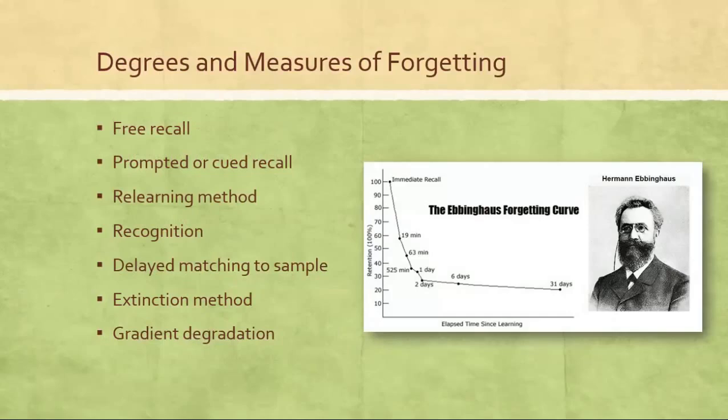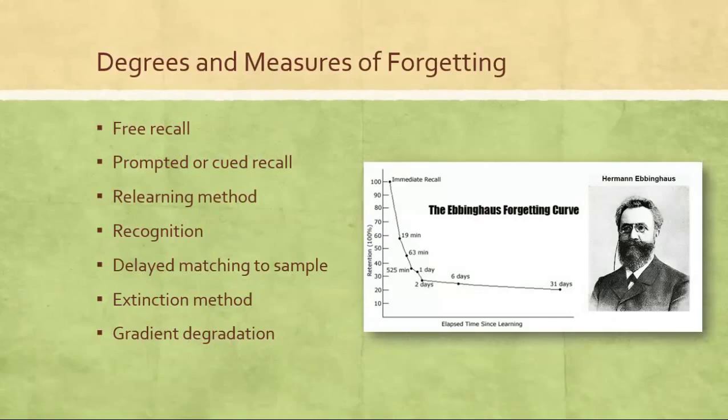Prompted or cued recall involves presenting hints or prompts to increase the likelihood that the behavior will be produced, or remembered in this case. The prompts are stimuli that were not present during training. The relearning method measures forgetting in terms of the amount of training required to reach the previous level of performance. Since there is usually a savings compared to the original training program, this is also called the savings method. In other words, how much of the original information was saved.